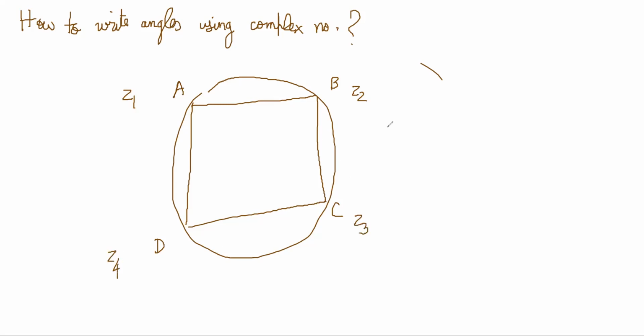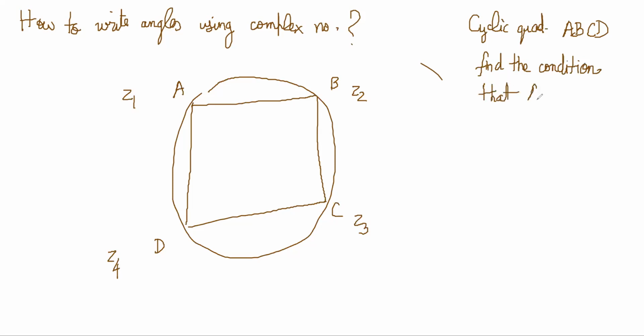Okay, so this is a quadrilateral that is inscribed in a circle, right? It's a cyclic quadrilateral ABCD. Now find the condition that ABCD is cyclic. Basically, a condition on Z1, Z2, Z3, Z4. Like for what complex numbers Z1, Z2, Z3, Z4 will ABCD be a cyclic quadrilateral?